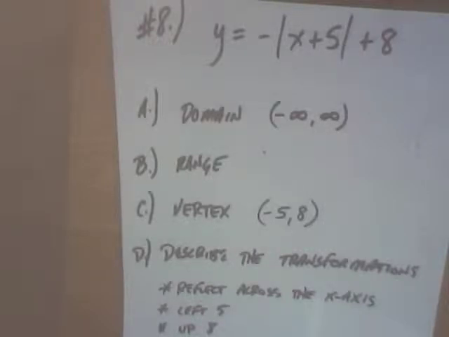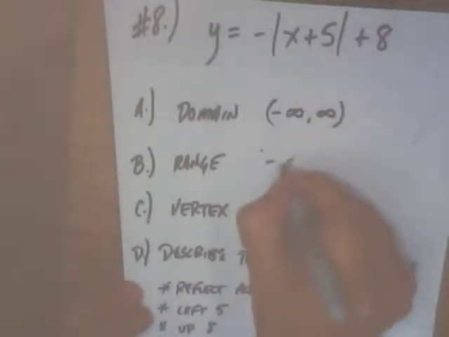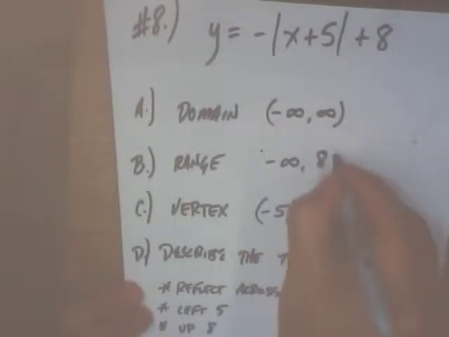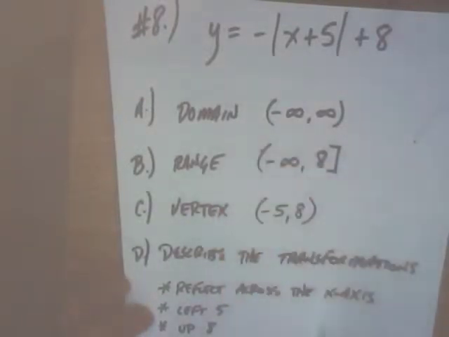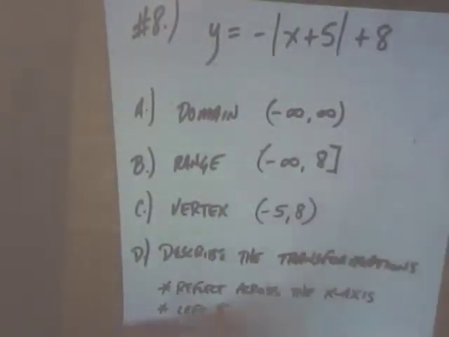What's my range? How high, how low does this thing go? Negative infinity to 8, including 8. So make sure that 8 gets the closed bracket.